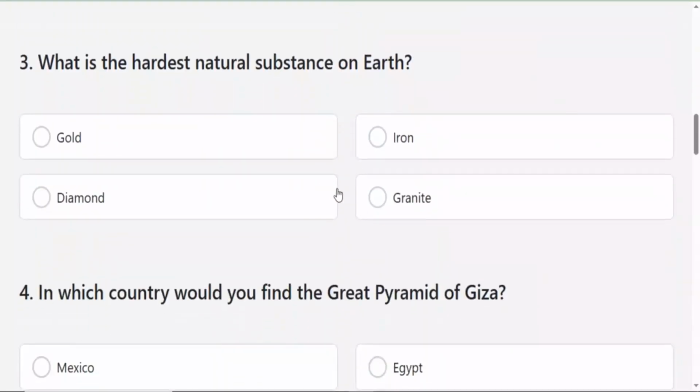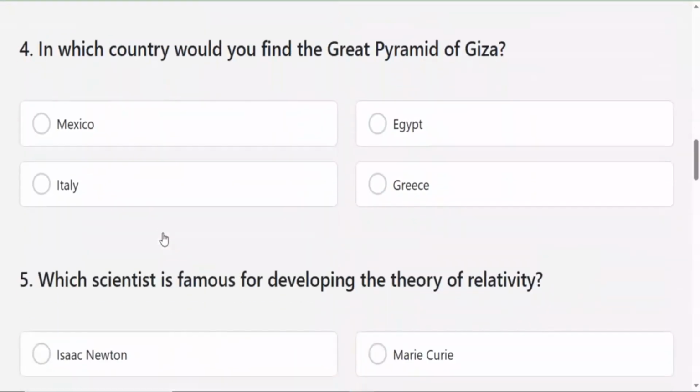What is the hardest natural substance on Earth? A. Gold. B. Iron. C. Diamond. D. Granite. Correct answer, C. Diamond.